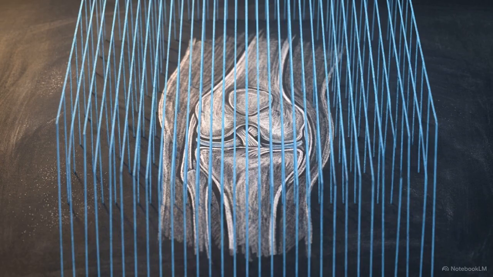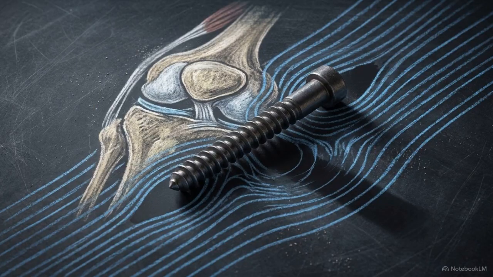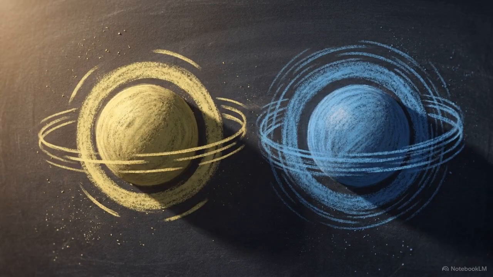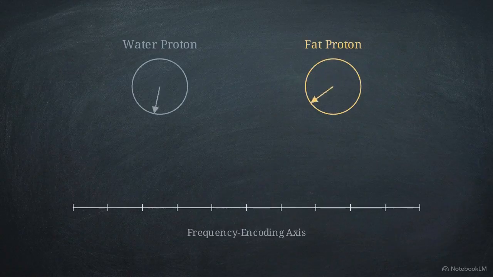The primary field, or B0, is meant to be uniform, but the presence of metal implants, air-fluid interfaces, or even boundaries between different tissue types disrupts this homogeneity. The human body is mostly fat and water. Even within the same uniform 1.5 Tesla magnetic field, the protons in fat and water resonate at slightly different Larmor frequencies. This diagram illustrates what happens during frequency encoding.